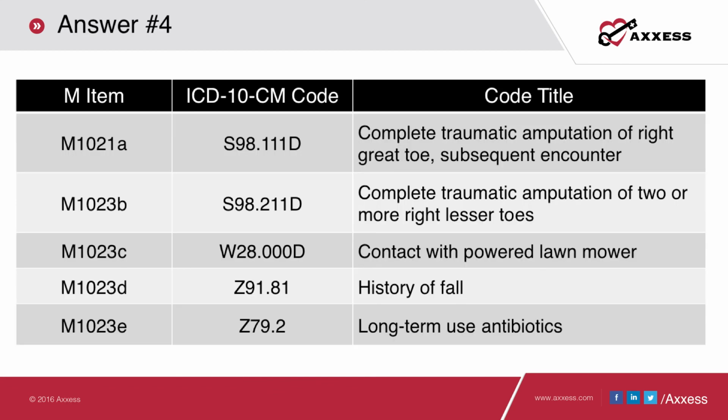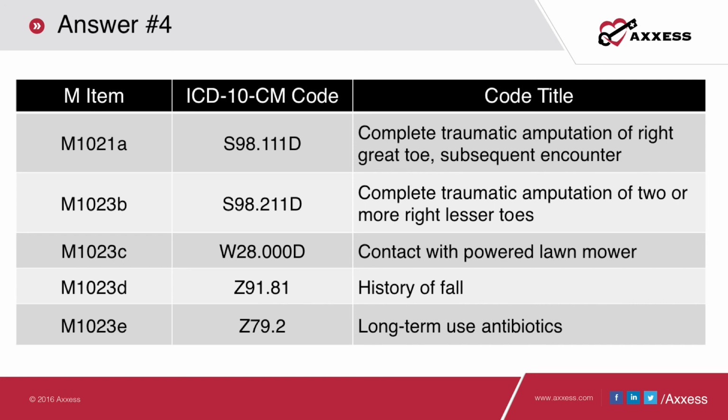So your first code will be S98.111D, complete traumatic amputation of right great toe, subsequent encounter, followed by S98.211D, which is the complete traumatic amputation of 2 or more right lesser toes. And again, that's a subsequent encounter as well. You will need to also, according to the guidance, use a code for the external cause, and that's something that's in the guidance for the S category.